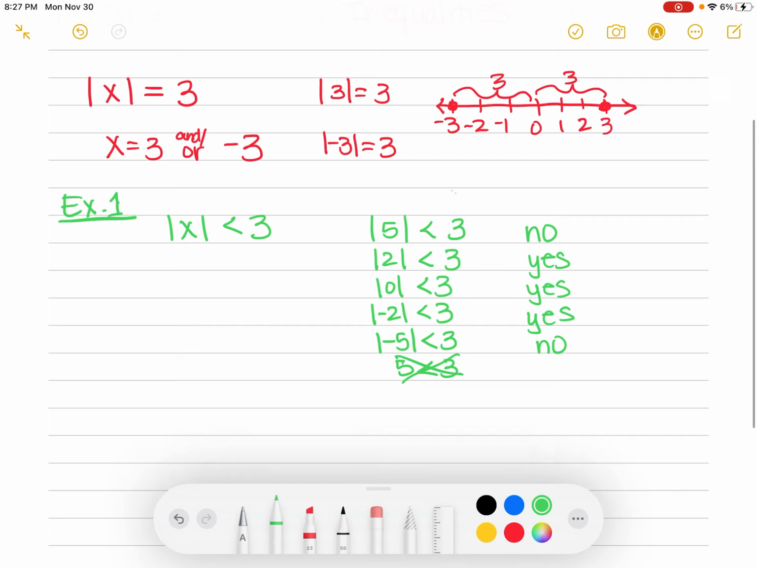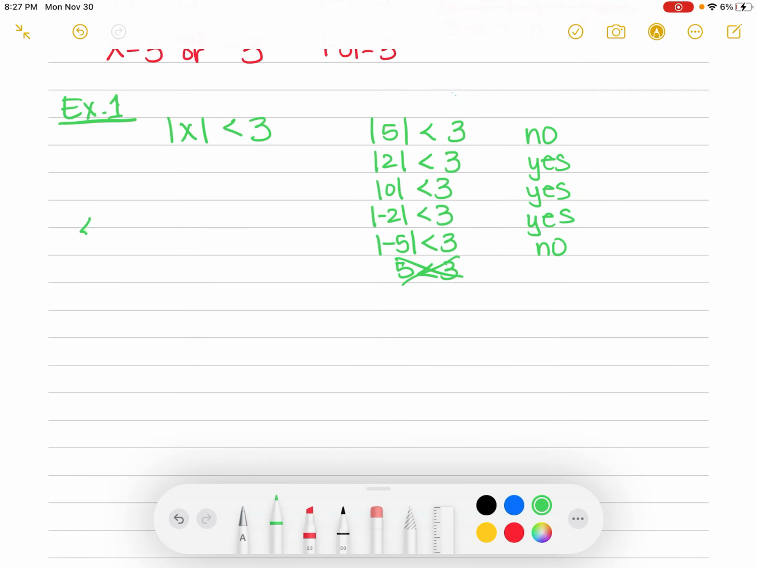So let's look at what the solution to this is on the number line. I'm going to go 1, 2, 3, 4, 5. I'm going to go all the way up to 5 because we did all the way up to 5 in the examples. Then I'm going to see which of these were true. We said that 2 was true, 0 was true, negative 2 was true.